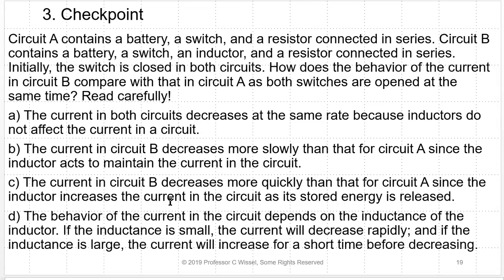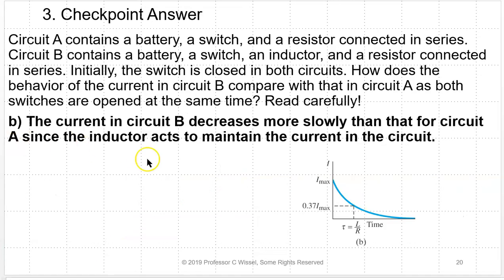Well, the one that contains the inductor is going to have a time constant. So it's going to take longer to do anything because the inductor is going to fight you every step of the way. The one without the inductor is going to behave almost instantaneously. So circuit B is going to be slower in anything it does. So the correct answer to that is B. The current in circuit B decreases more slowly than that for circuit A since the inductor acts to maintain the current in the circuit. In other words, it retards any change, it fights any change. So it's a decaying exponential.